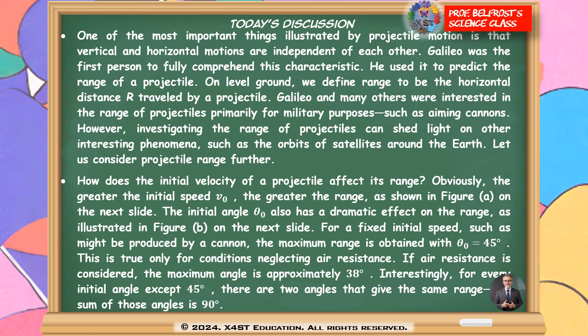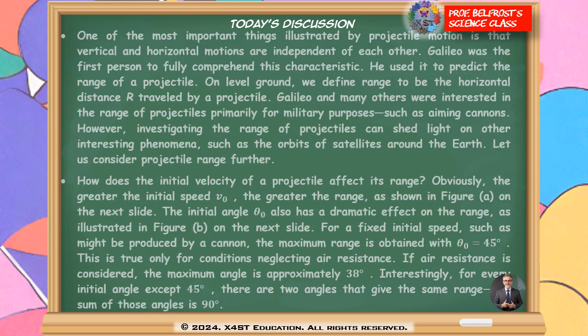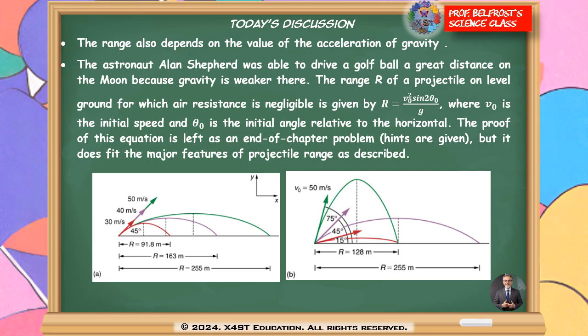So how does the initial velocity of the projectile affect the range? Obviously, the greater the initial speed v0, the greater the range, as shown in the figure on the next slide. The initial angle theta 0 also has an effect on the range, which will be illustrated in figure B. The maximum range is actually at about 45 degrees if we can neglect air resistance. But by considering air resistance, the maximum angle is about 38 degrees. It is always true that the two angles that give the same range add up to 90 degrees. And here's the formula: R is v0 squared sine 2 theta over g.